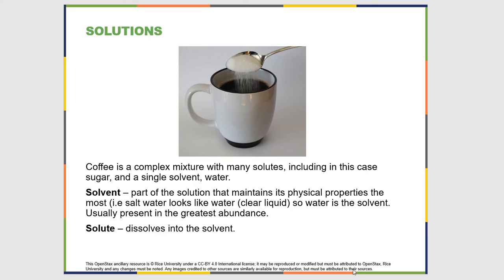In this section, we're going to look at solutions. And here on the screen, we have an example of coffee as a solution. So coffee is a complex mixture with many solutes. It has some different large organic acids, has caffeine, it has many other flavorings and stuff like this. And in this case, this person is adding another solute, sugar, which is being dissolved into the coffee. But it only has a single solvent, which is water.